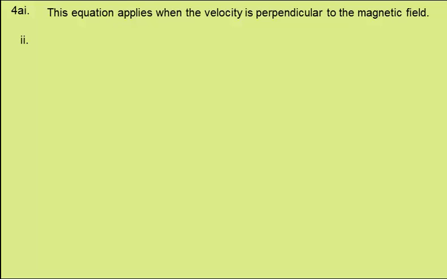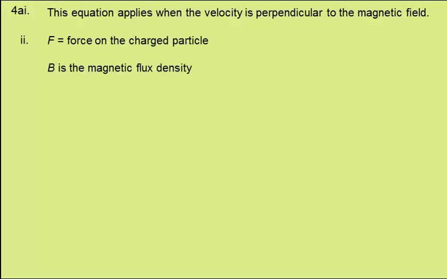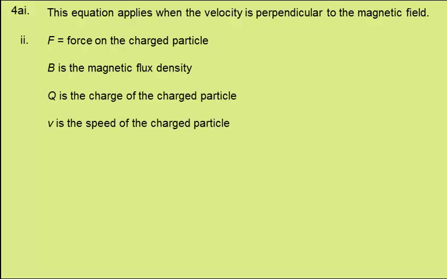In part 2 we need to give the physical quantities represented by the four symbols of the equation. Well, F is the force on the charged particle, B the magnetic flux density, Q the charge, and V the speed of the charged particle.